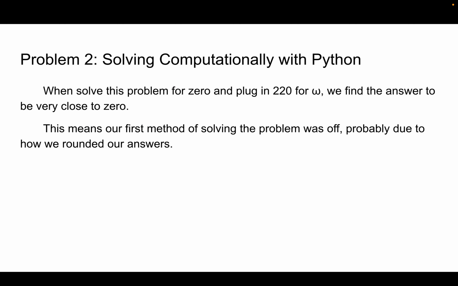Now notice that when we solved analytically for the answer, we got 204 for omega, which is a little off. However, if we plug it back into the function, we get a number that is very close to 0, meaning that our first answer was off quite a bit. That is probably because of how we rounded our answers.